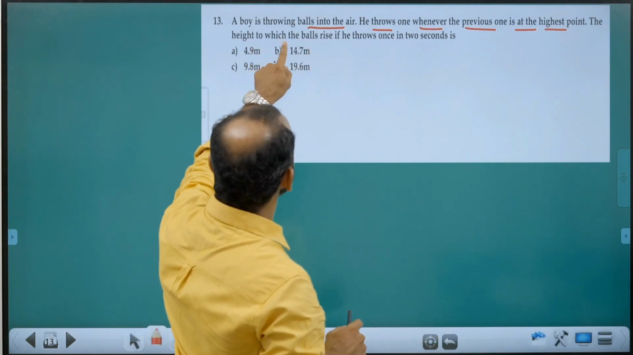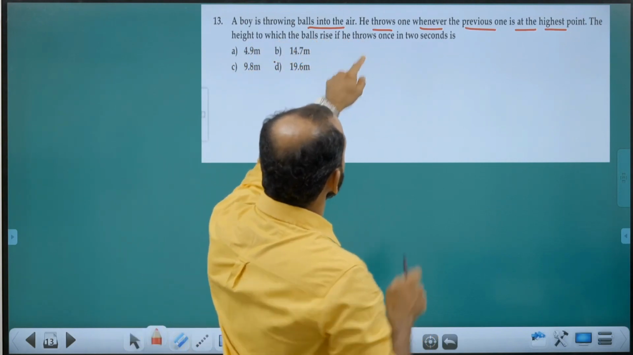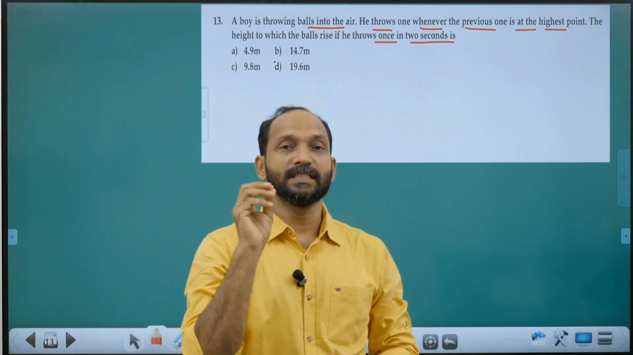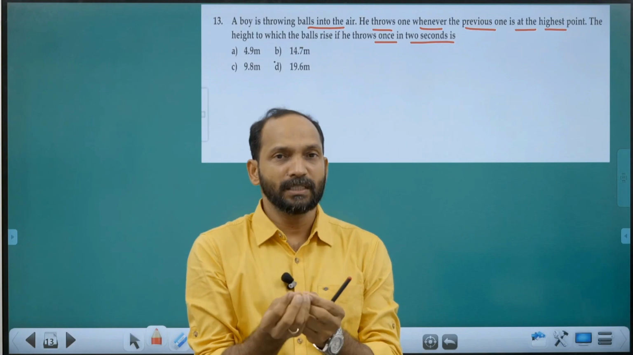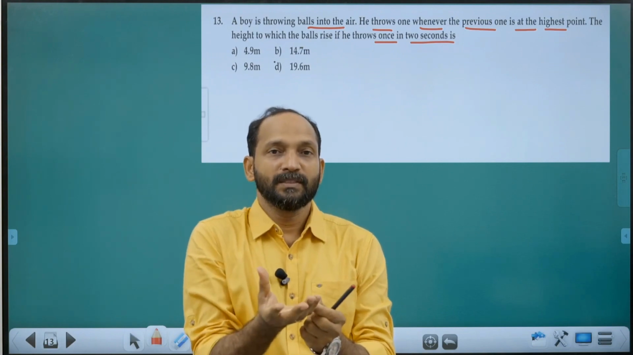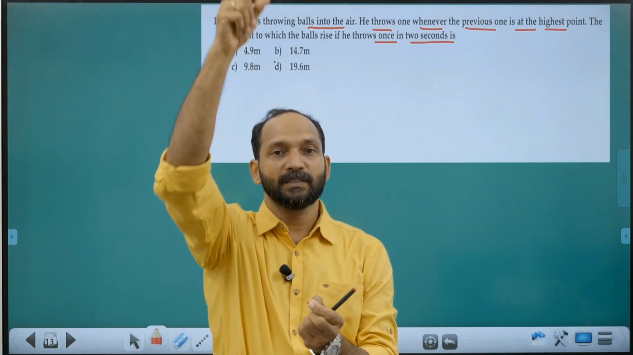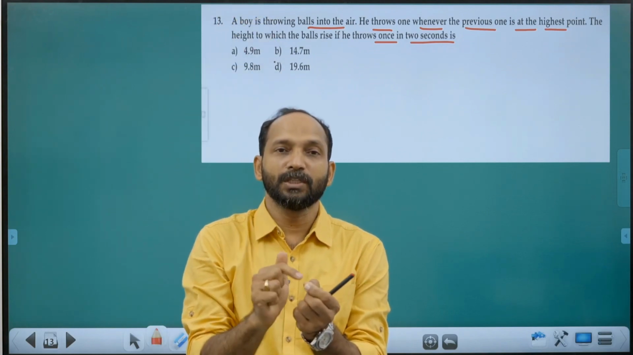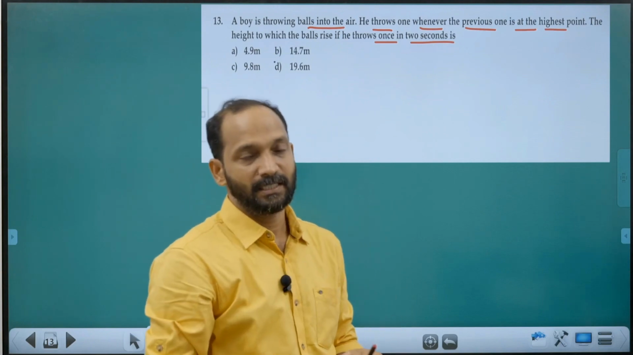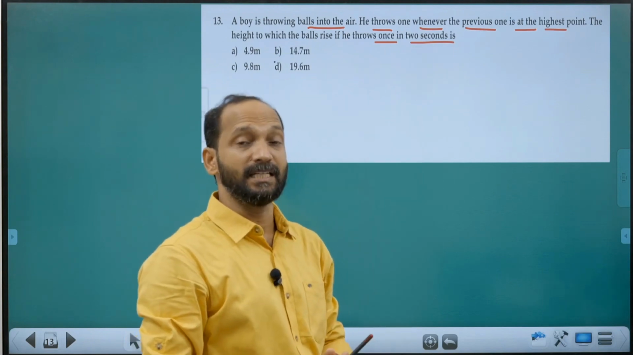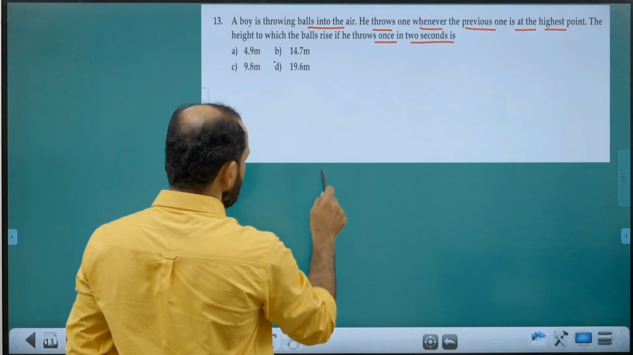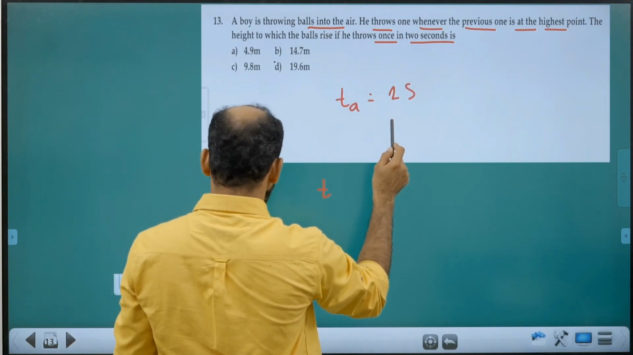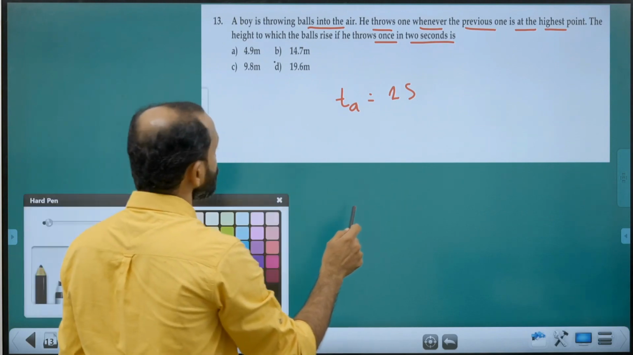The height to which the balls rise if he throws once in 2 seconds. Okay, that means it takes 2 seconds for each throw. So one ball reaches the top, then after 2 seconds only the next throw. That means the first ball reaches the top in 2 seconds. The time to reach the top, the time of ascent, is 2 seconds.